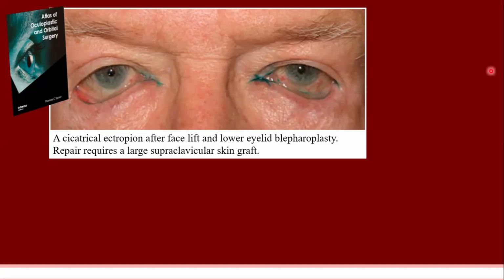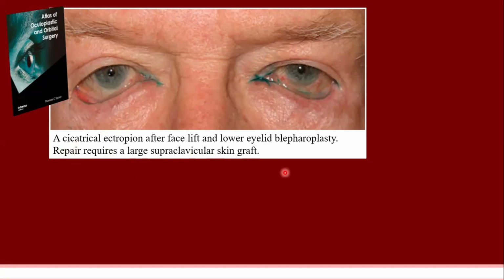So this is an example of how we can have iatrogenic ectropion following lower eyelid blepharoplasty. And the mechanism of the ectropion is shortage of the anterior lamella of the skin, so it is considered a type of cicatricial ectropion. And this patient, according to the author, required a large supraclavicular skin graft. So this is actually one of the donor sites for skin graft, the supraclavicular skin.